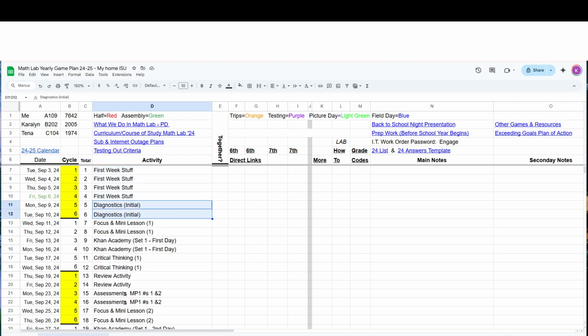We follow that up with our diagnostics test. It is important that we administer that early so that we get a truly accurate reflection of how the students grow based off of the material we are about to cover throughout the year.